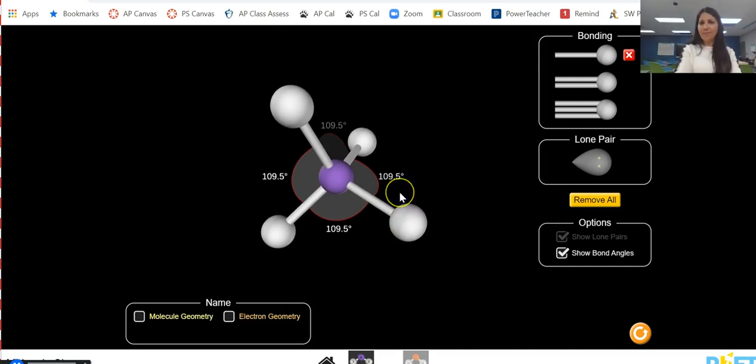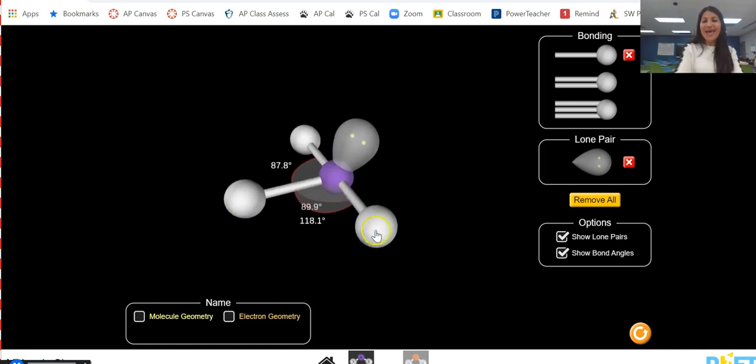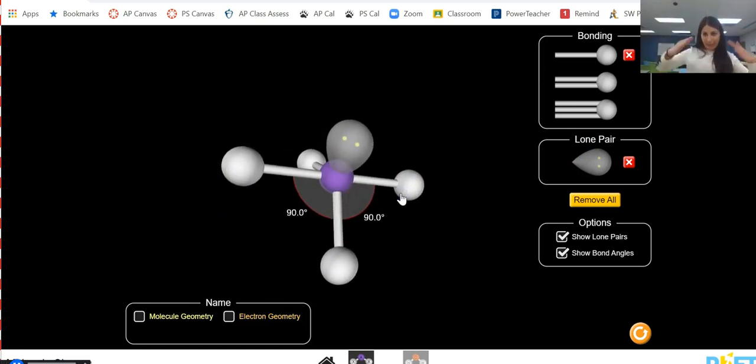Let's add a lone pair. Think about it for a second. I want to know again the bond angle as well as the name of the shape. Add it. Did you say seesaw? And also, again, on this one, we've got the 120 at the bigger part, and then we've got the 90 degrees on the smaller side.